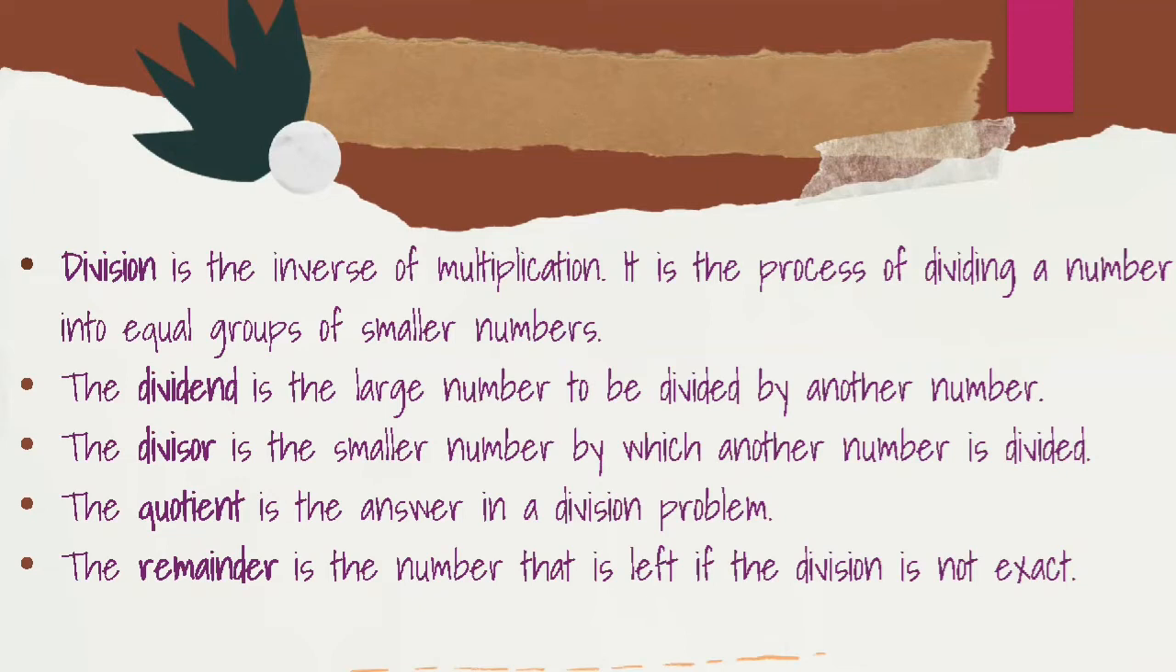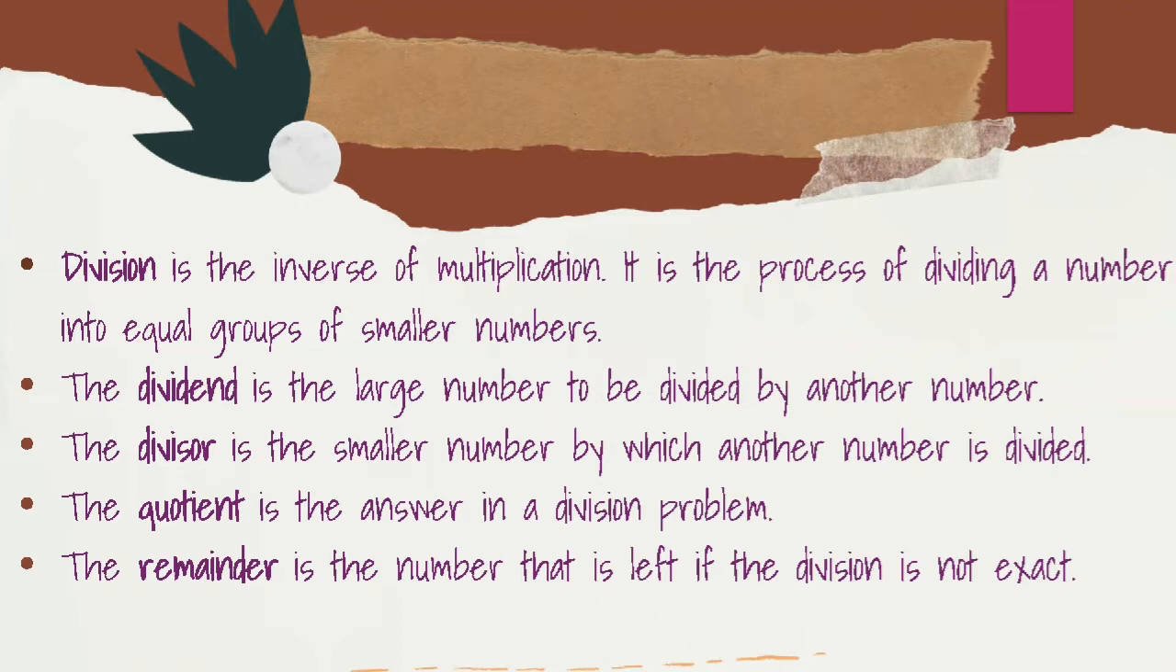So it is very advantageous that we know multiplication, because it is very helpful in division, no? Because division is the inverse of multiplication. So division is a process of dividing a number into equal groups of smaller numbers.